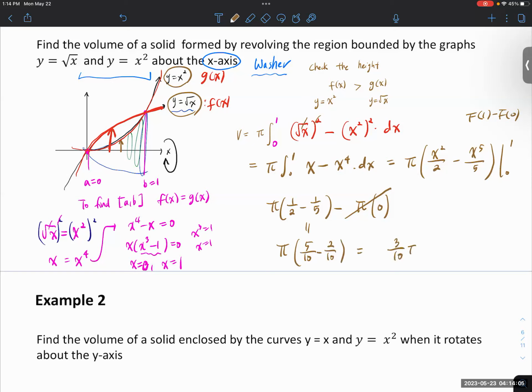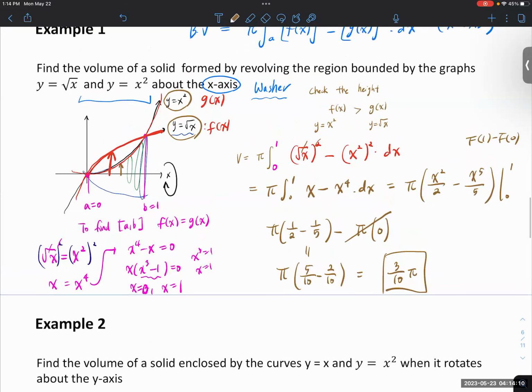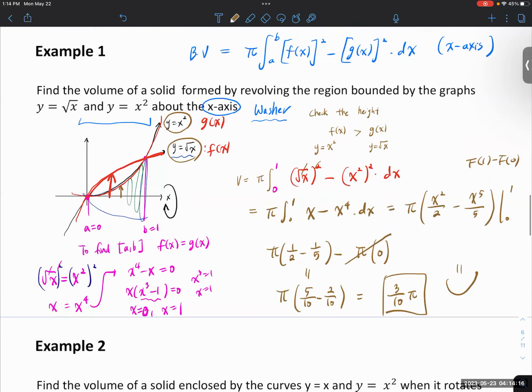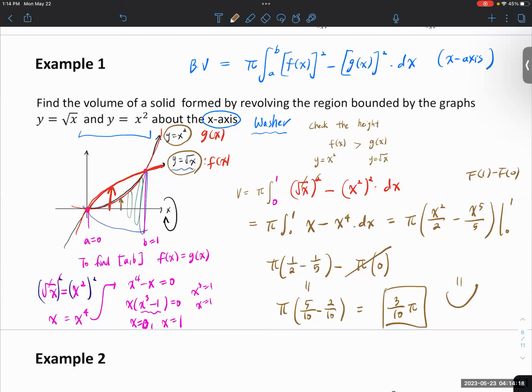3 over 10 pi. This is the volume between two functions. Beautiful. We got it. How do you feel? Does it make sense to you? I'm not using any fancy technique, guys, right? We are building up the concept from the previous concept.